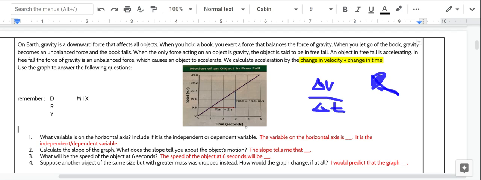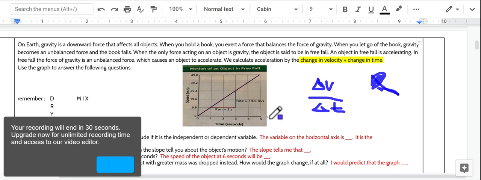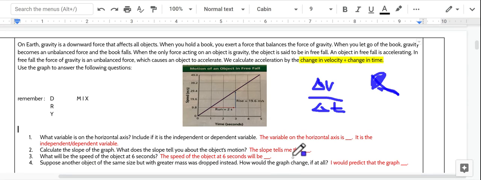And number 3, what will be the speed of the object at 6 seconds? So read, where is the 6 seconds? That's going to be on here. You can calculate, and it will be a prediction. Okay? With your calculation, you're going to fill that out right there. Then it says this right here is your prediction one.